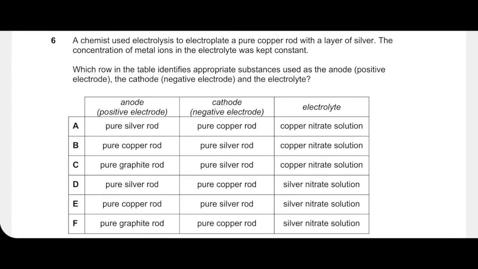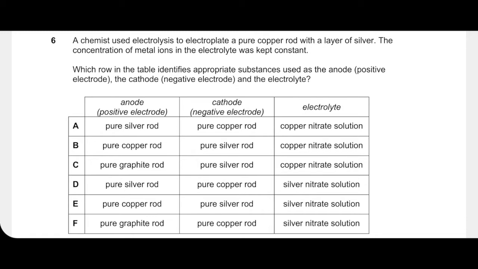Question number 6. A chemist used electrolysis to electroplate a pure copper rod with a layer of silver. The concentration of metal ions in the electrolyte was kept constant. Which row in the table identifies appropriate substances used as the anode, the cathode, and the electrolyte? So answering this question, this is going to be an elimination style question where you eliminate as you go to try and get your final answer. That'll be the quickest way to do this.